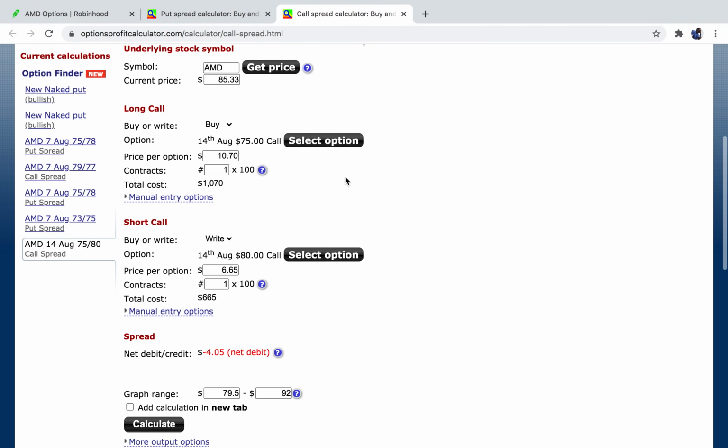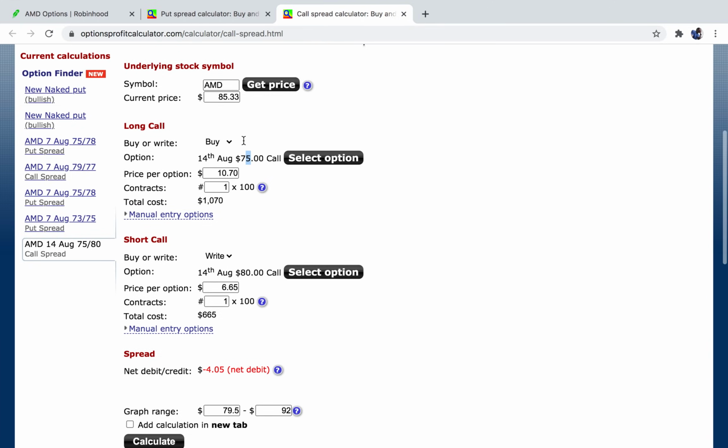Okay, if someone exercises this call that you sold, you'd actually end up making $500, right? Because you would end up selling your shares at $80 a share, but this call that you bought lets you sell them at this price, right? So you'd buy them at $75 a share, but then you'd sell them at $80 a share, and so you'd make $500, right? So that can't happen with the call debit spread.